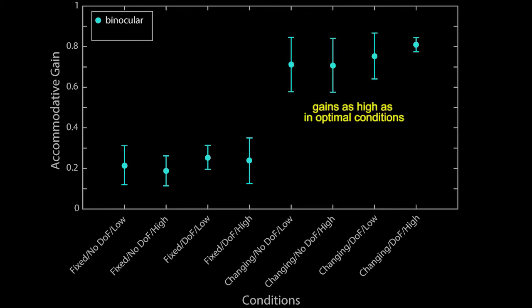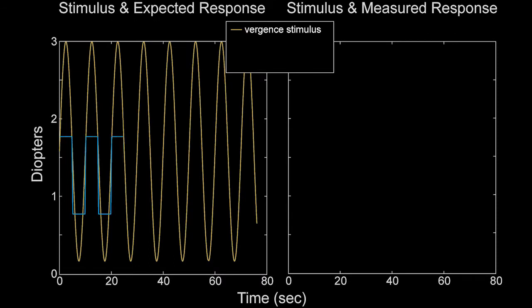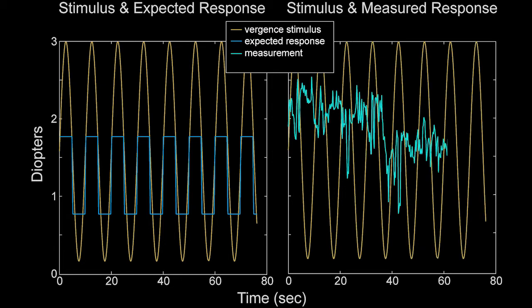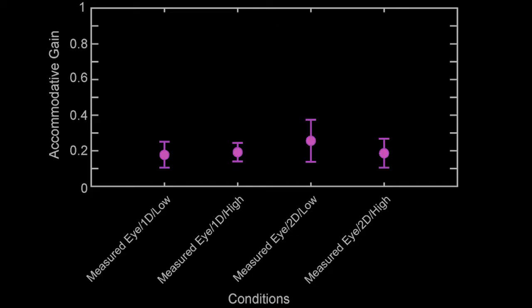Here, gain is represented by the abscissa, and the conditions are shown on the ordinate. For the binocular experiments, the gains in the fixed lens condition are low, while gains in the changing lens conditions are higher. The same happens for the monocular conditions. For monovision, the stimulus and expected response are shown on the left. The stimulus measurement and fitted response are shown on the right. Accommodative gain is quite low in the monovision condition. The gains for all subjects for the monovision conditions are shown here.